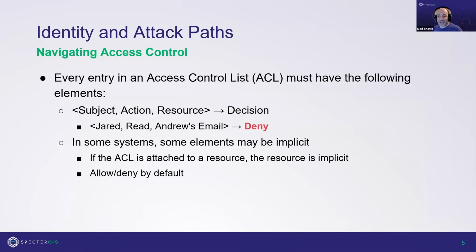Every access control mechanism is comprised of some sort of access control list, and that list will have entries that usually look somewhat like this: a subject, an action, a resource, and sometimes a decision, whether it is permitted or not. For example, we have an ACE here, an access control entry. Jared is the subject, read is the action, and Andrew's email is the resource. And of course, it should be denied because Jared has no legitimate reason to read Andrew's emails.